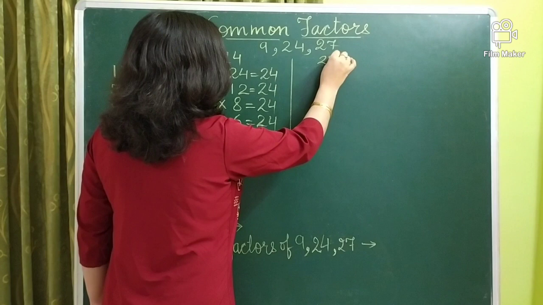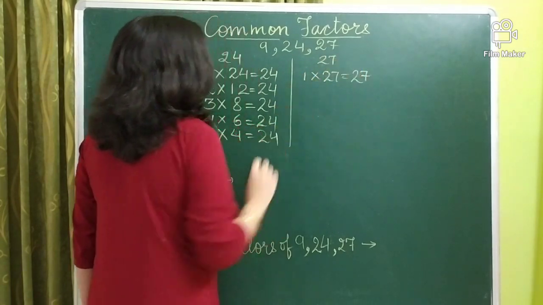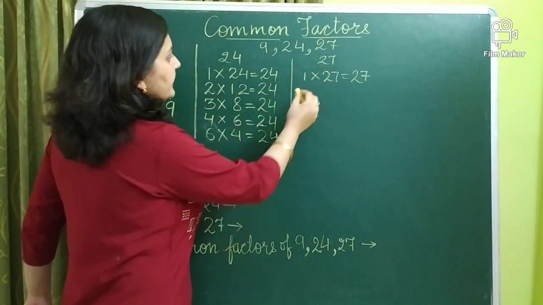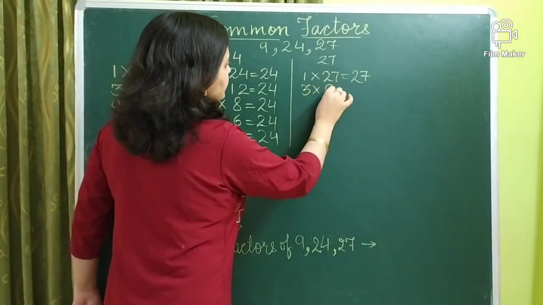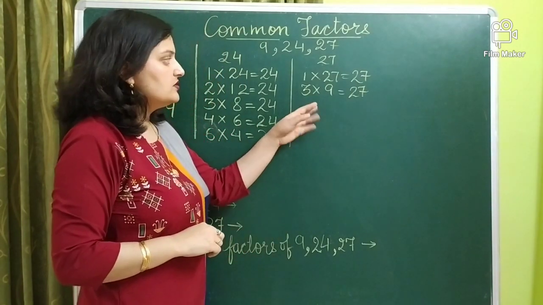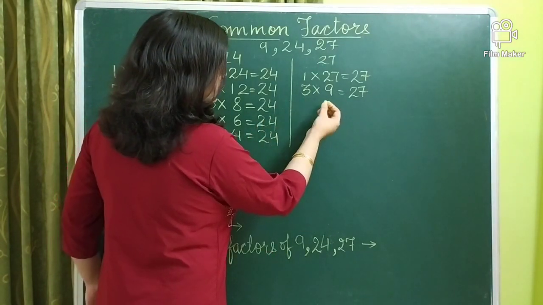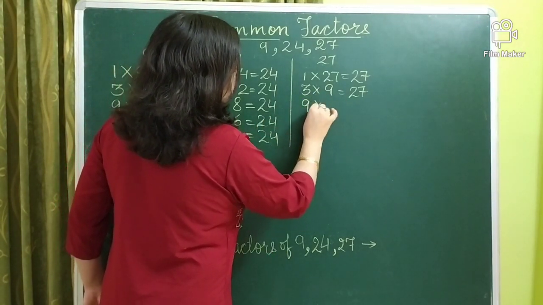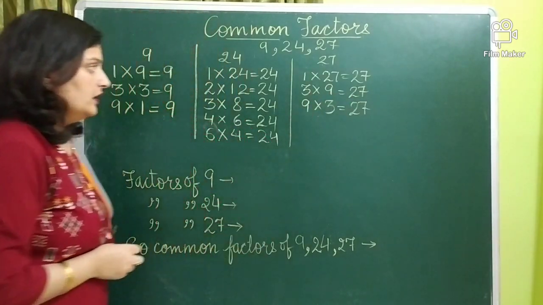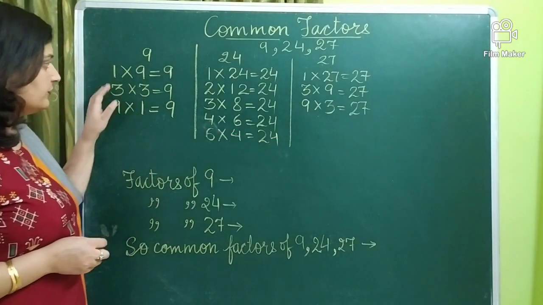Now we will find the factors of 27, and we will start from number 1. 1 into 27 is 27. It is an odd number, so 2 is not a factor of 27. Then 3. 3 nines are 27. Then 4, no. 5, 6 you can check by multiplying or by reciting the tables. 7, 8, 9. So 9 threes are 27. Again the numbers are interchanging. So now we can write the factors of all the three numbers.